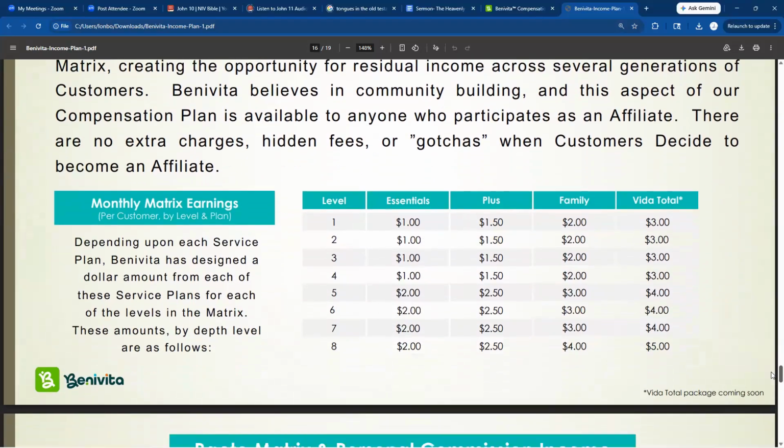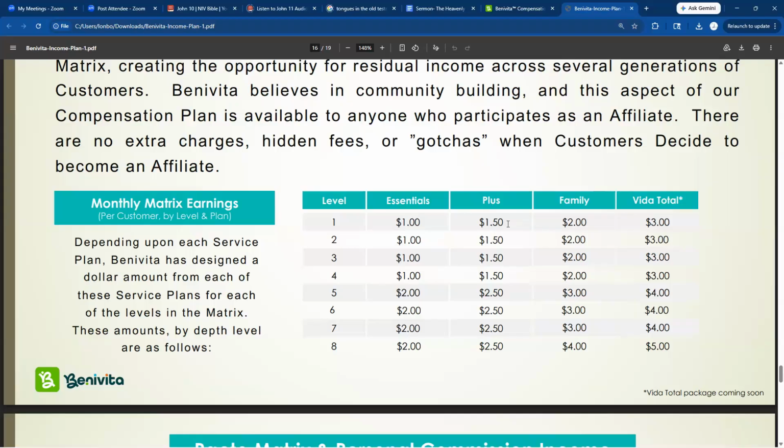Let's look at the matrix, because this matrix is the big part where you're going to get paid the big money, right? So the essential, just one person as a customer type scenario, is $1 you're going to get on the first level. That means you're going to have how many people on your first level? 3 people. $1 on your second level, which is going to be 9 people. This is going to be 27 people. So all the way down here, you're going to start making $2 on level 5, 6, 7, and 8.